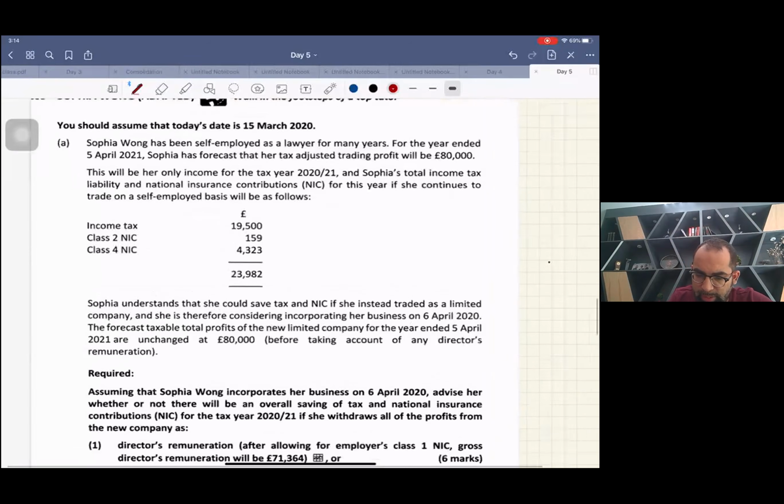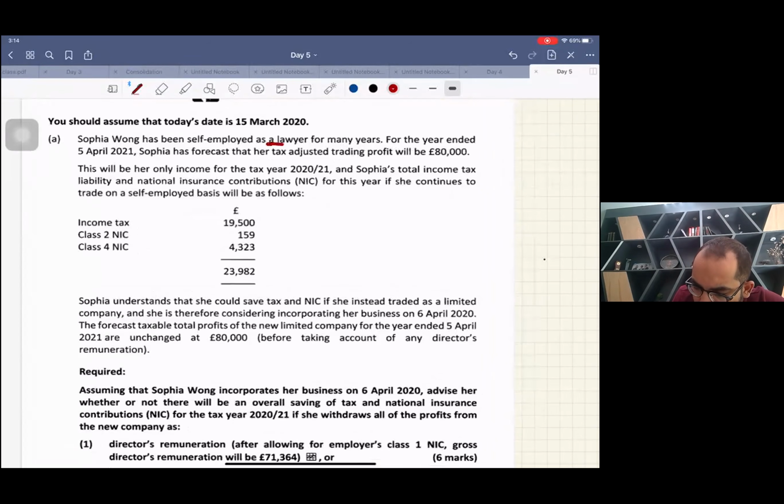Sophia Wong has been self-employed as a lawyer for many years. For the year ended 5th April 2021, Sophia has forecast that her tax adjusted trading profit will be 80,000. Okay, so this is the tax adjusted trading profit for the business.